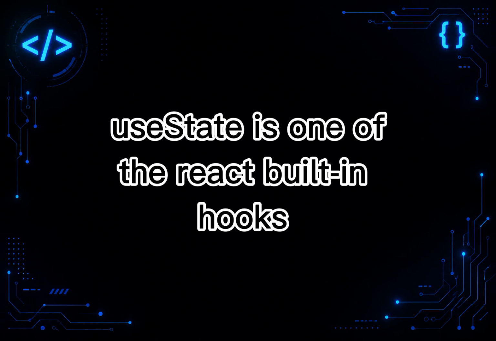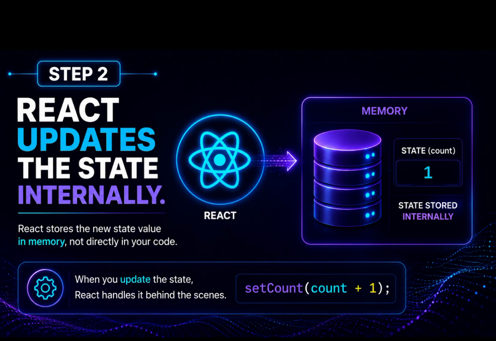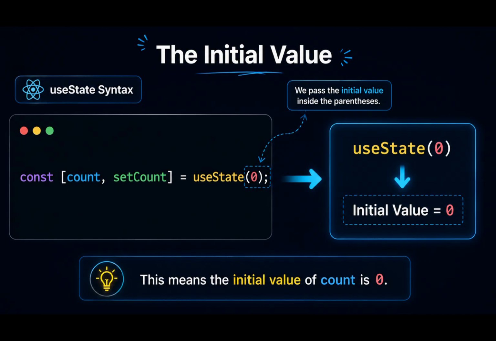useState is one of React's built-in hooks. It allows functional components to create and manage state. Whenever the state changes, React automatically updates the user interface. Finally, inside the parentheses, we pass the initial value. This means the initial value of count is 0.